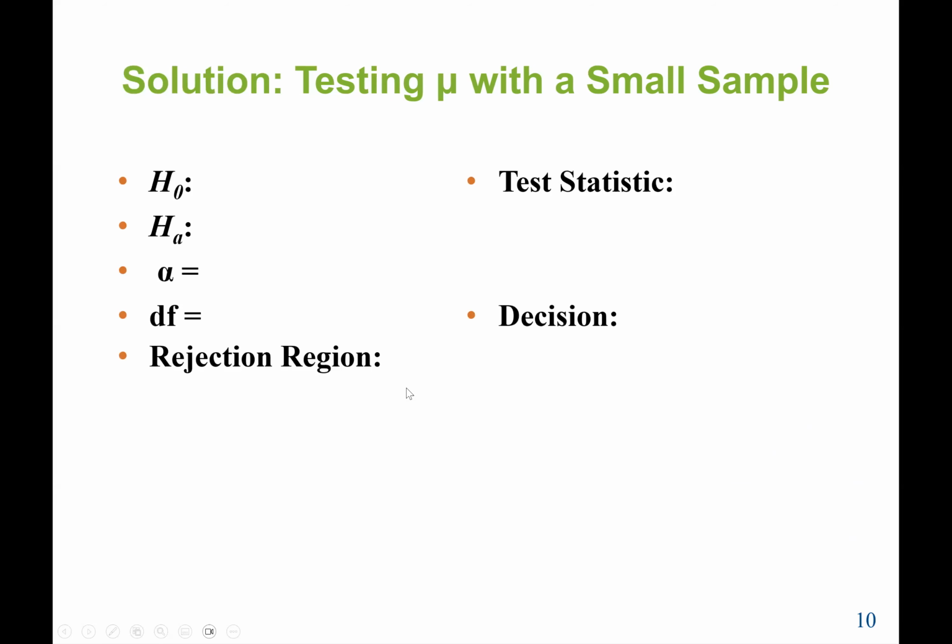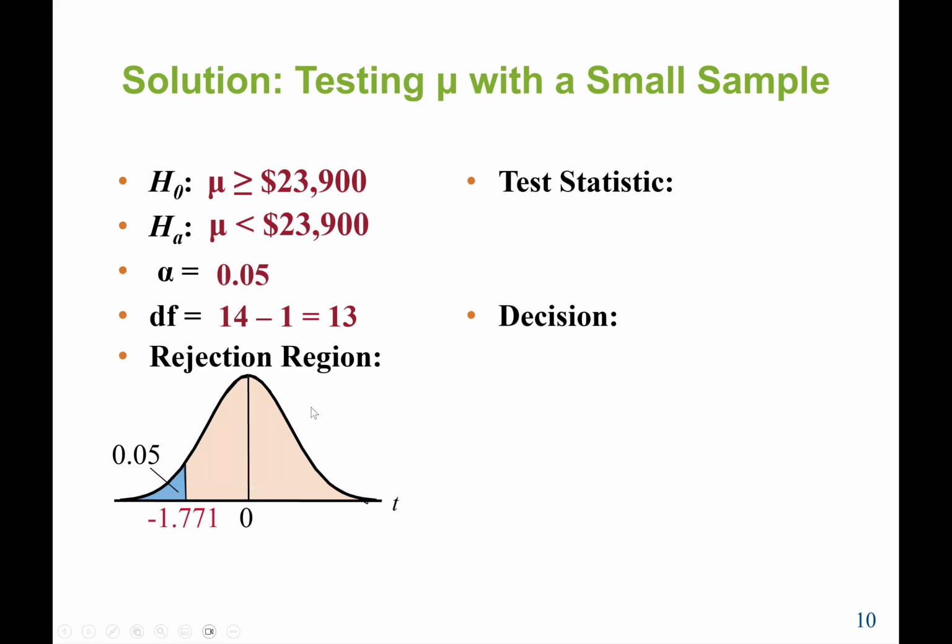So first, as usual, we state our H0 and Ha. So we say greater than or equal to 23,900, or less than 23,900. Next, we know the alpha value is given to us to be 0.05. Degrees of freedom depends on the sample size. The sample size is 14, so it's 14 minus 1, which is 13. Then next we plot our graph. We have the alpha value, we have the degrees of freedom. We can find the critical value, which is negative 1.771 from our t distribution table.